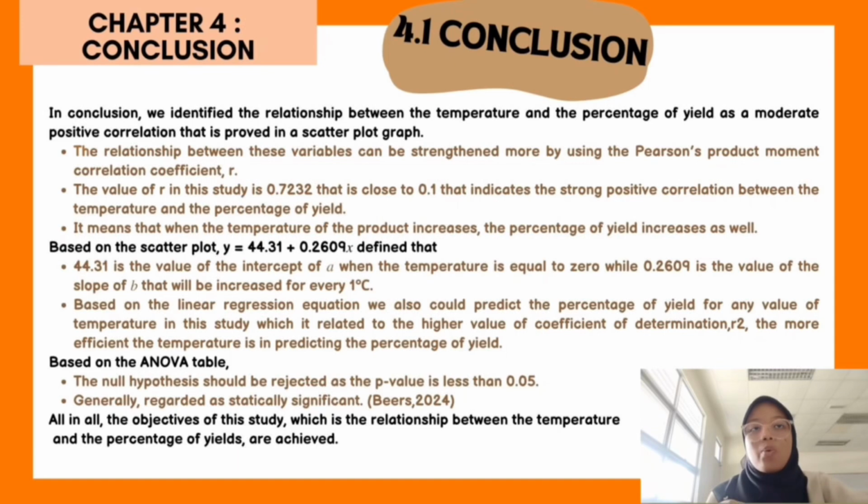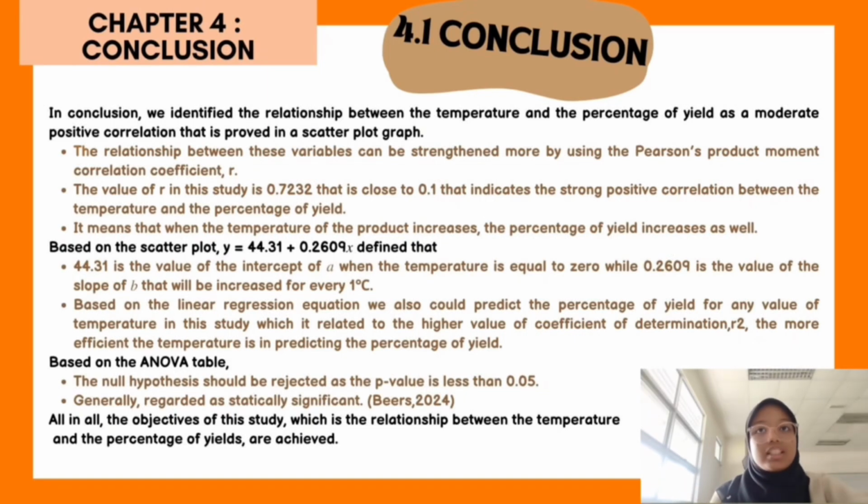Based on the scatter plot, y equals 44.31 plus 0.2609x, we find that 44.31 is the value of the intercept A when the temperature is equal to 0, while 0.2609 is the value of the slope B that will increase for every 1 degree Celsius. Hence, based on the linear regression equation, we could also predict the percentage of yield for any value of temperature in this study, which is related to the coefficient of determination R square: the higher the value, the more efficient the temperature is in predicting the percentage of yield.